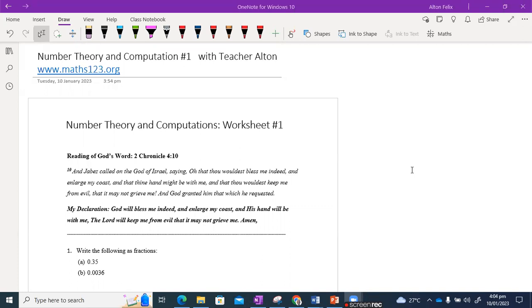So we begin with the reading of God's word, which is taken from 2 Chronicles chapter 4, verse 10. This is the King James Version, and it says, "And Jabez called on the God of Israel, saying, Oh, that thou wouldest bless me indeed, and enlarge my course, and that thine hand might be with me, and that thou wouldest keep me from evil, that it may not grieve me. And God granted him that which he requested."